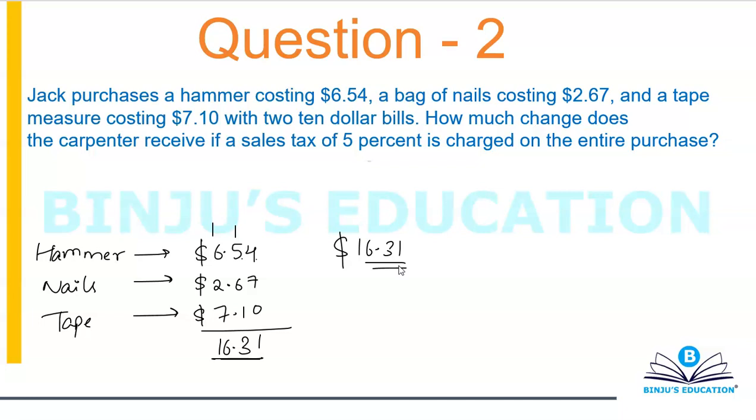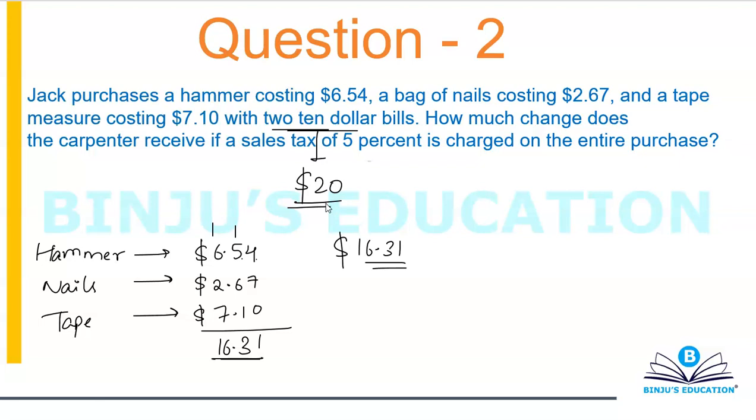Okay, now he paid two $10 bills. That means he paid a total of $20. Try to convert whatever is given in word forms into numbers or equations. It's going to be easier for you to remember that. How much change does the carpenter receive if a sales tax of 5% is charged on the entire purchase?